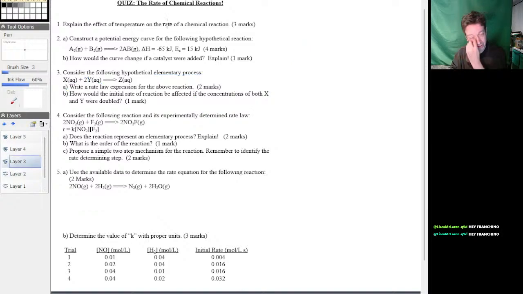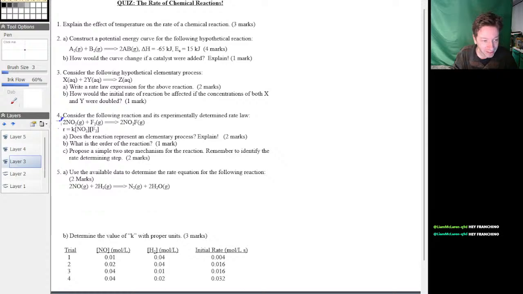to question 4. And if anyone has missed me going over questions 1, 2, and 3, when I'm done the live, you can go back and watch it because it'll be immediately posted on YouTube. So question 4, considering the following reaction and its experimentally determined rate law. So here's the reaction, here's the rate law.